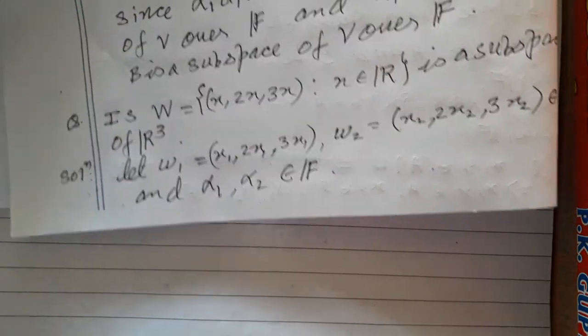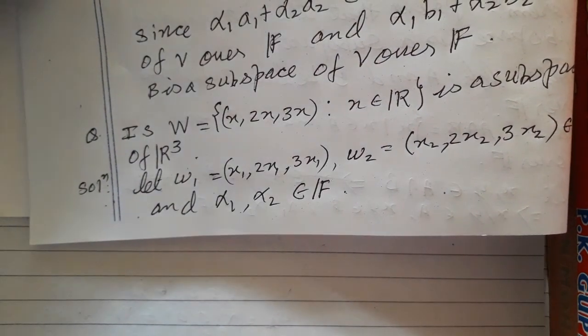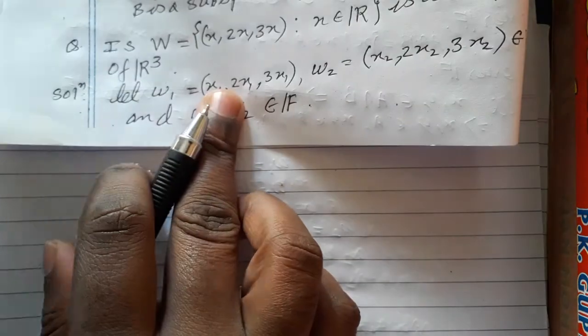Now let us do this. Suppose we have this question. W is given by this. We have to prove that this is a subspace of R3. So here we are taking here. So this is your question.